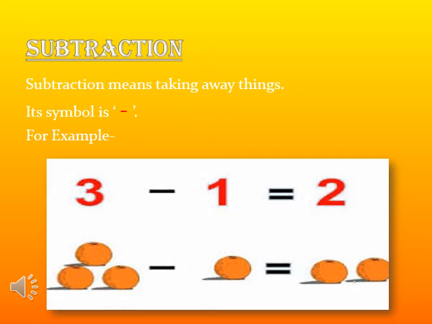Next mathematical operation is subtraction. Subtraction means taking away things. See the example. There are 3 oranges and 1 orange has been taken away. Now you can see 2 oranges are remaining, which tells us 3 minus 1 is equals to 2.